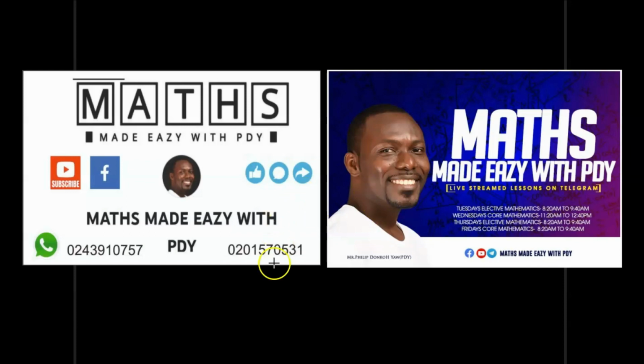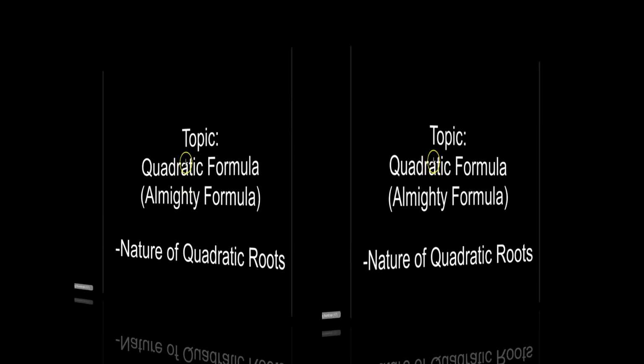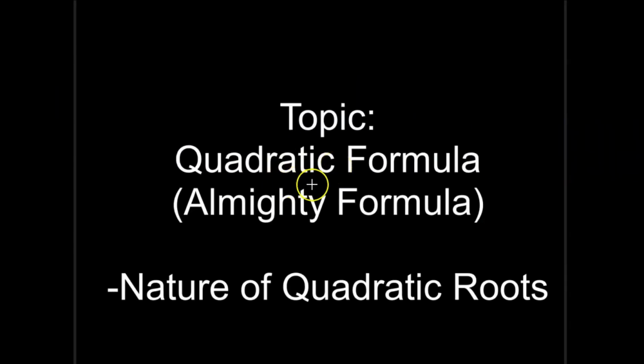Now, in today's lesson, we are actually going to look at what we call the quadratic formula. Sometimes we always say the almighty formula. We'll be looking also at how the almighty formula or the quadratic formula can be used to determine the nature of roots of a particular quadratic equation. Without wasting my time, let's get going.